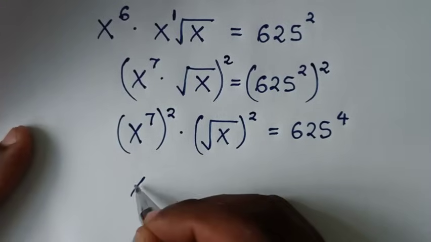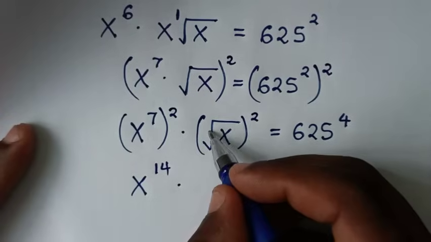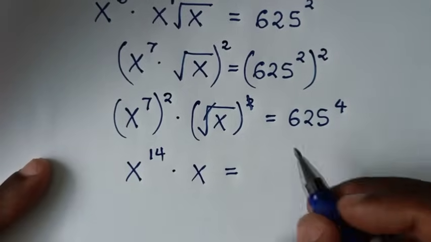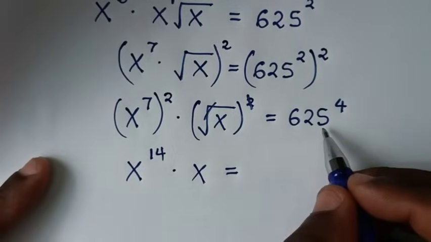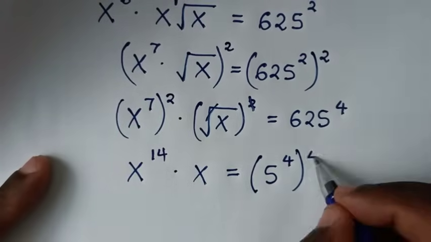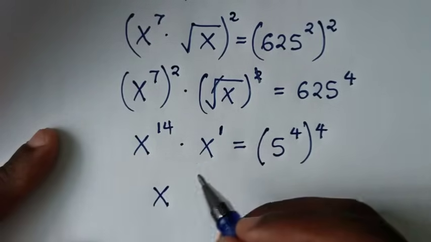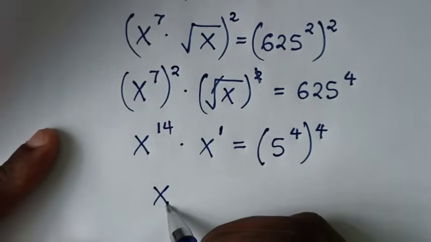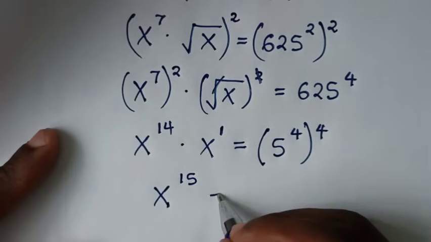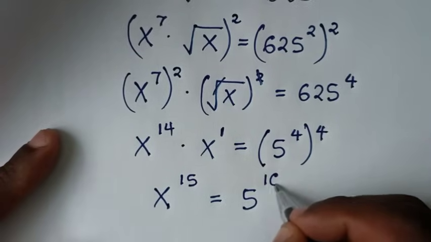Then here it will be x power of 7 times power of 2 is power of 14 times, here this square root will cancel this square, so it will be times x is equal to this 625, which is 5 power of 4, then bracket this power of 4. So it will be x power of 14 times x, this is the same as power of 1. Now multiplication of exponents with the same base x, then we'll add the powers. So 14 plus 1 is power of 15 is equal to 5 power of 4 times power of 4 is power of 16.